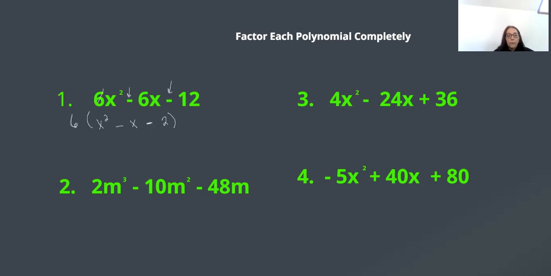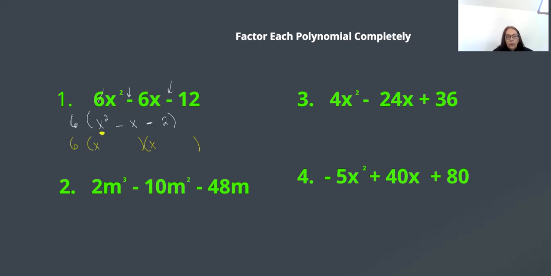Now, we're going to go a little further with this problem. Let's go with yellow. Yellow's nice and bright. So what I need you to do, bring down your 6 and make 2 sets of parentheses. Everybody with me on that? You got 2 sets of parentheses. Now, in each parentheses, I want you to put an x because x times x gives me this x squared right here.